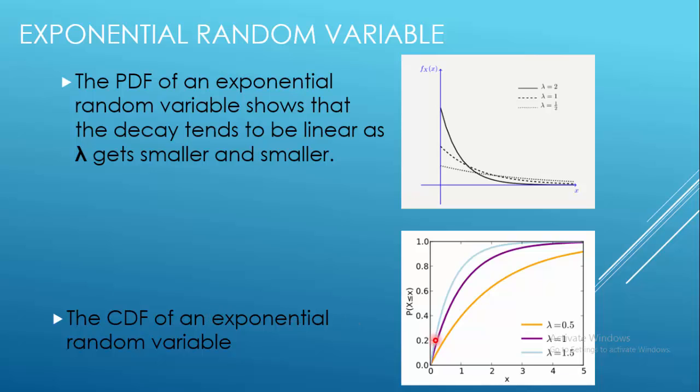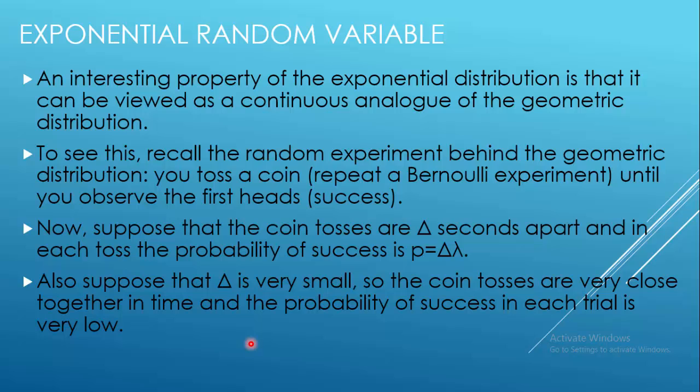And the CDF is given over here. So if lambda is equal to 0.5, then the CDF curve is like this, and so we can see that the CDF goes more exponentially as the rate increases.